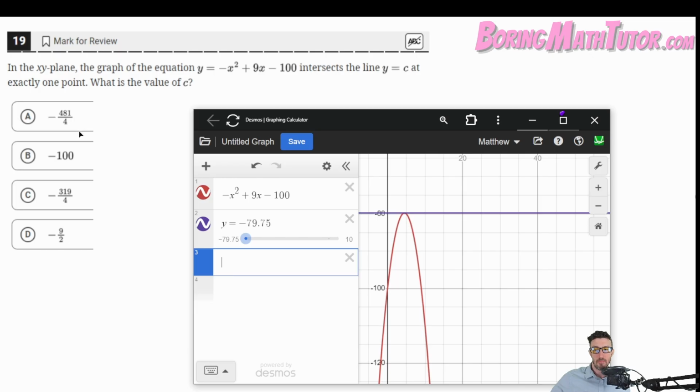So to me, just right off the bat, that one's going to be more than 100, so I'm not going with that one. That one's 100, clearly not that one. 9 over 2 is only 4.5, so it's got to be C. You can type it in to confirm, but no need.